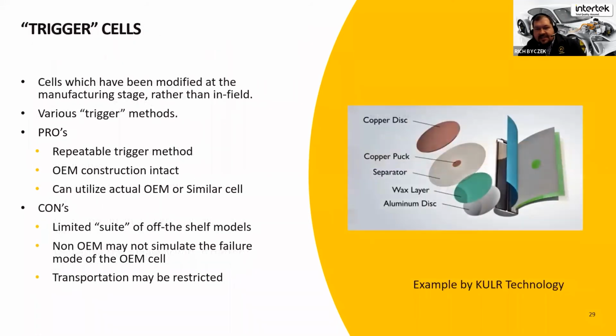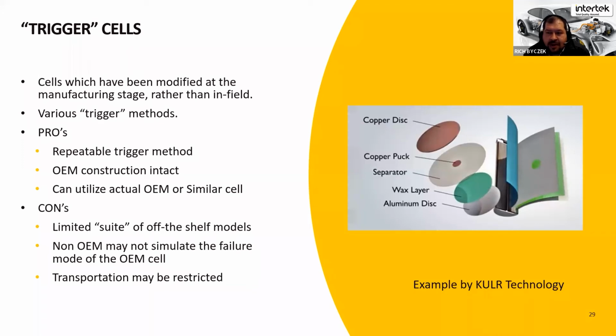Trigger cells address some of those concerns. If you have a modified cell with that shorting shard of metal inside, modifying an existing manufactured cell generally makes that cell very difficult to reinstall to the battery pack.